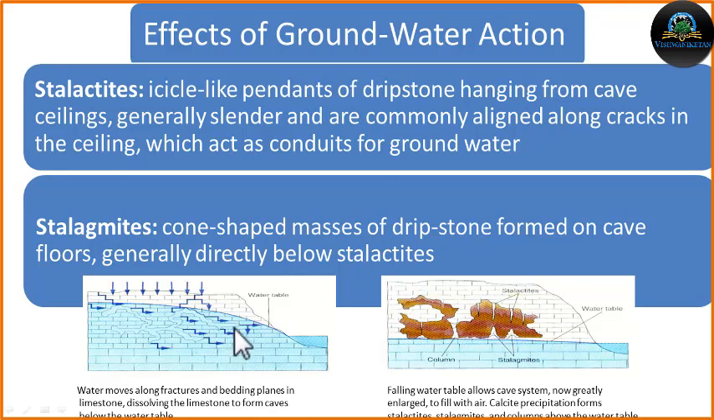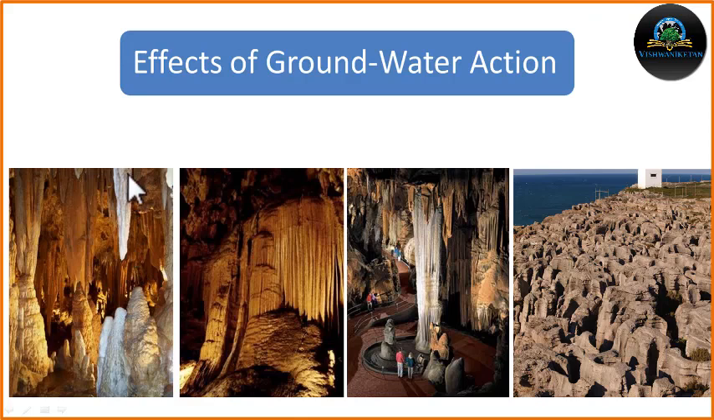The stalactites and stalagmites are the typical features which may be formed by the groundwater action. Stalactites are the icicle-like pendants of dripstone hanging from the cave ceiling, generally cylindrical, and are commonly aligned along a crack in the ceiling which acts as a conduit for the groundwater. These are the stalactites and these are the stalagmites.